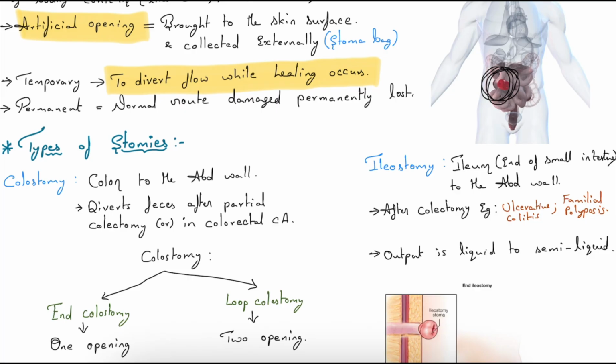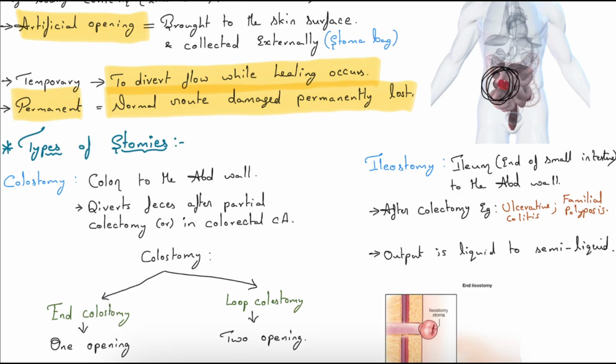In some cases, like cancer patients, they will fix it temporarily, then afterwards make it normal. Another one is permanent, meaning the normal route is damaged permanently and lost, so for their whole life they have to live with the permanent stoma. This is a very important examination area, so that's why we have to know the classification of stomas.